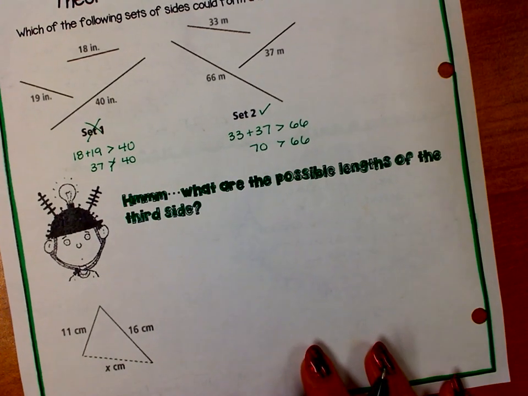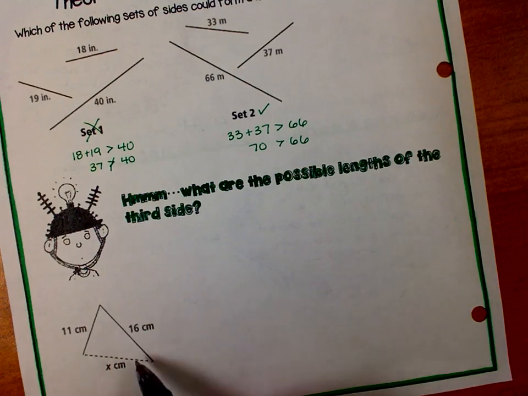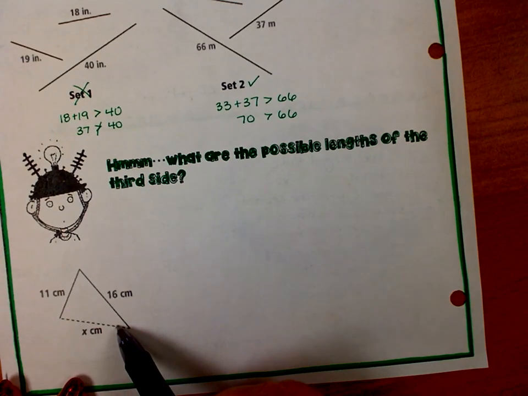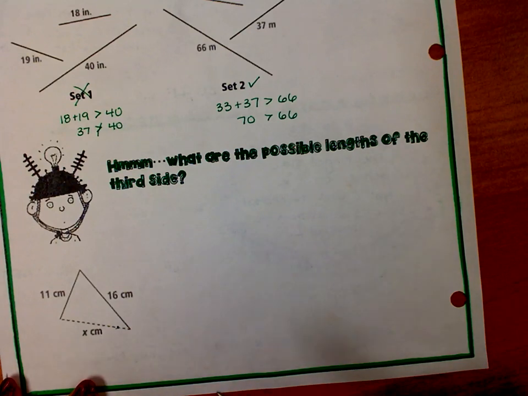Okay, let's dig just a little bit deeper. Given this triangle at the bottom left of your notes, what would be the possible lengths of the third side? Okay, so we are going to use Theorem 5.11 to try and figure this out.